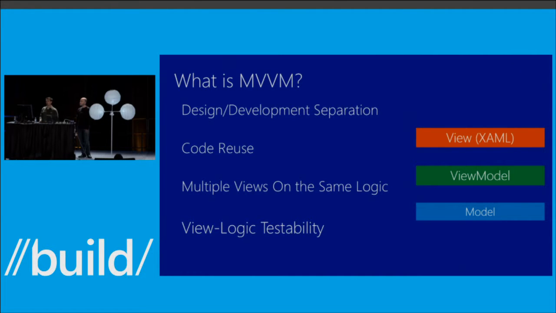Lastly, MVVM gives us the possibility of view logic testability. Because we have that great design development separation, we can emulate what's happening inside of our UI by calling things like commands and updating data bindings. We'll see that in just a moment.